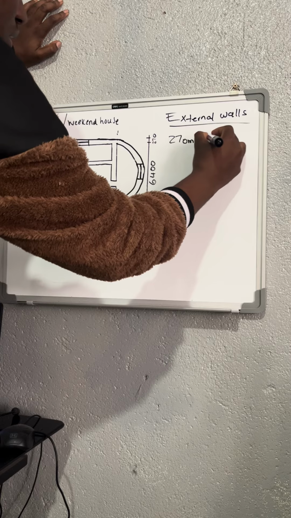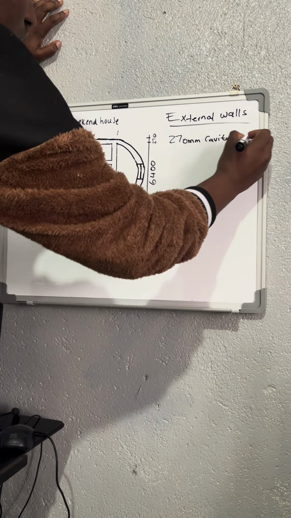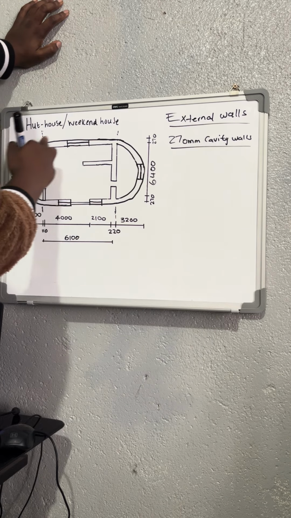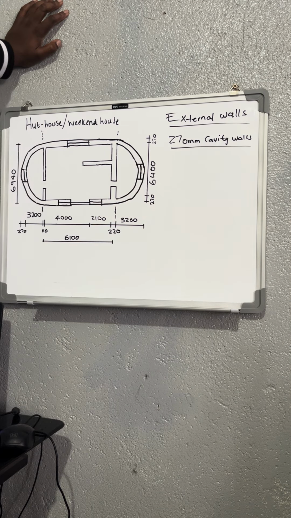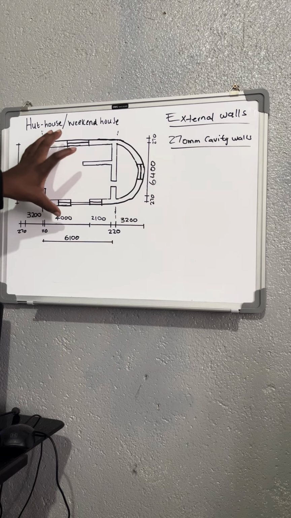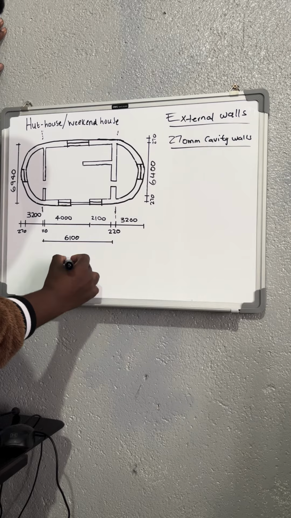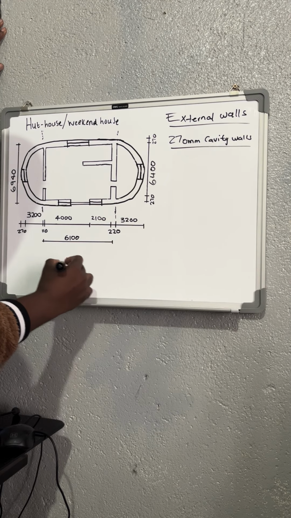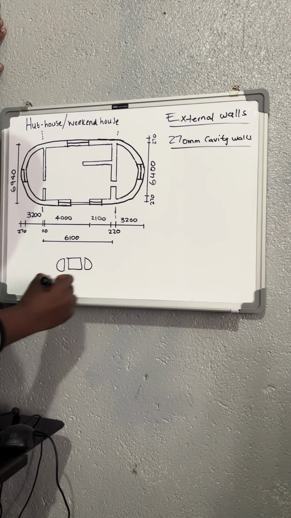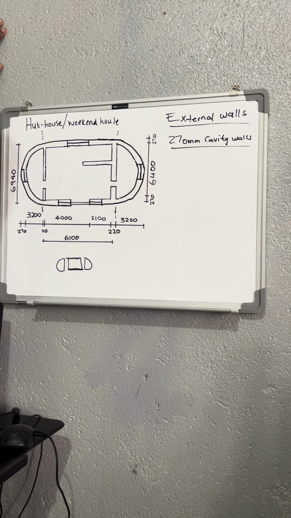270 millimeter cavity walls. These are the walls outside, the walls here, you see. But now we're focused on which region? This square part, because as I said, we're splitting this into two. Let me just put it here in the middle. We have this one, we're focused on this one. We want this distance here and here, see.